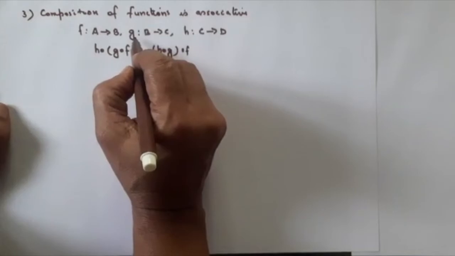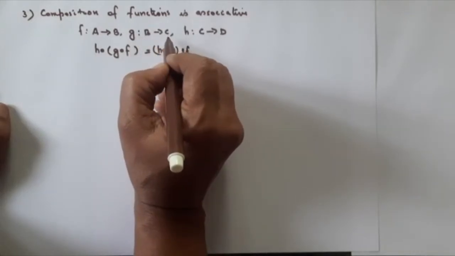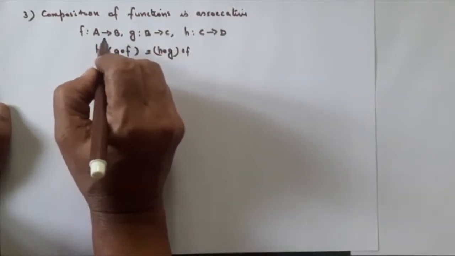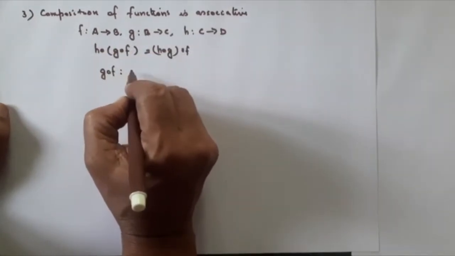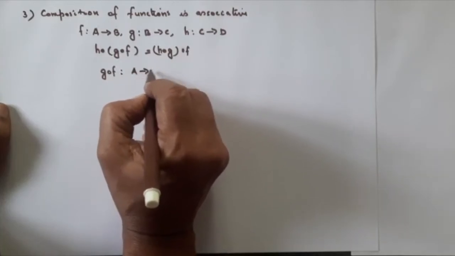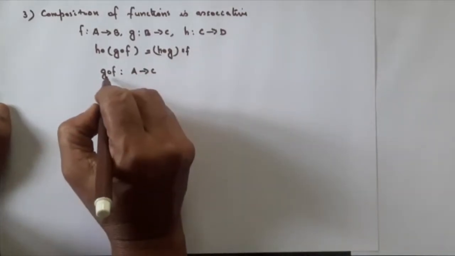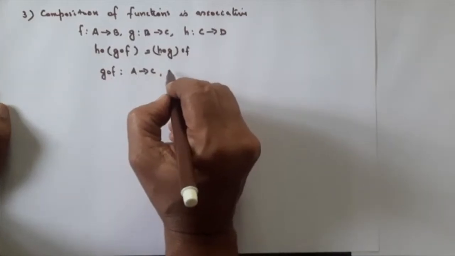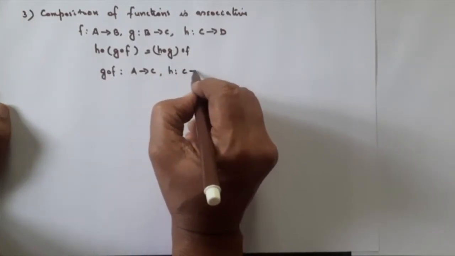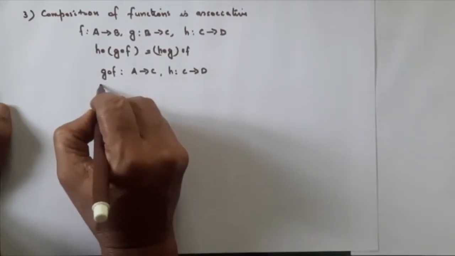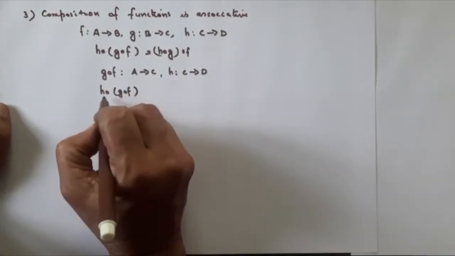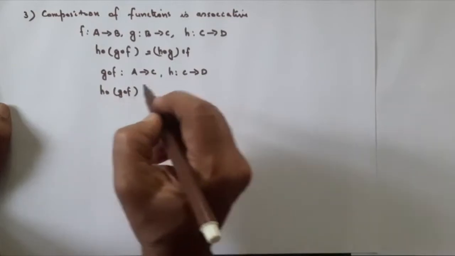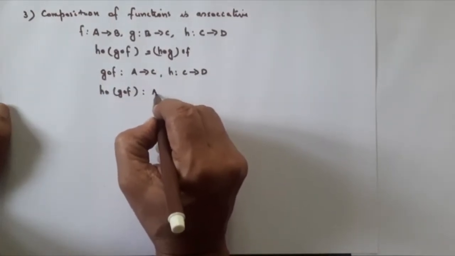If g is a function from B to C and f is a function from A to B, then what about g dot f? g dot f is a function from A to C. If g dot f is a function from A to C and h is a function from C to D, then what about h dot g dot f? This is the composition of h and g dot f. This is a function from A to D.